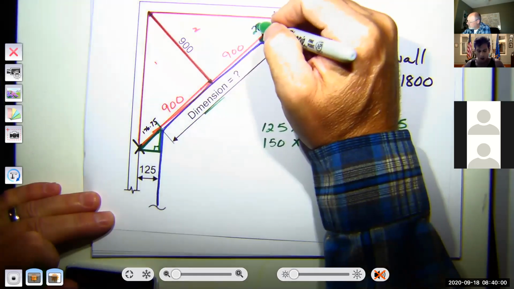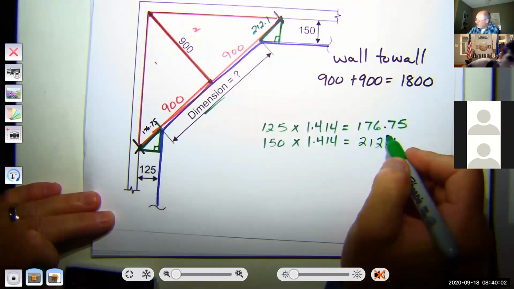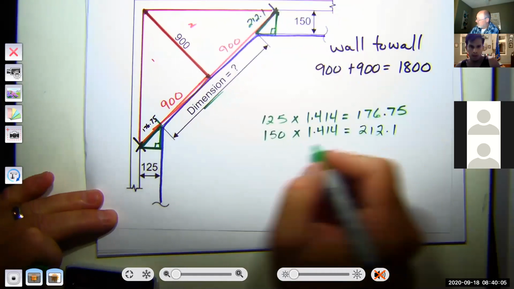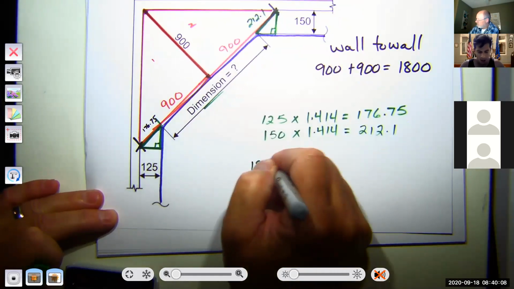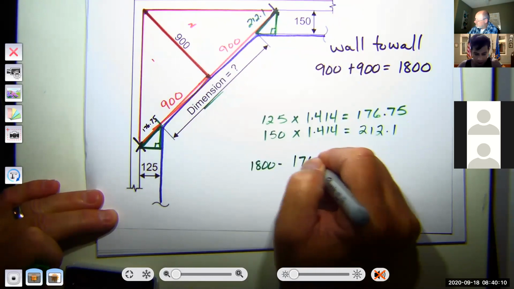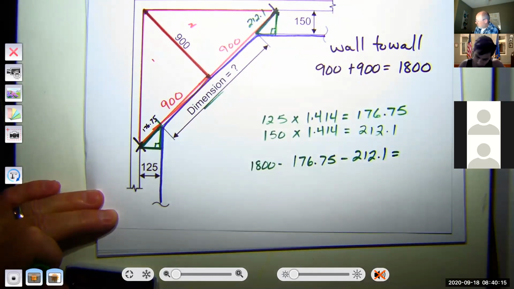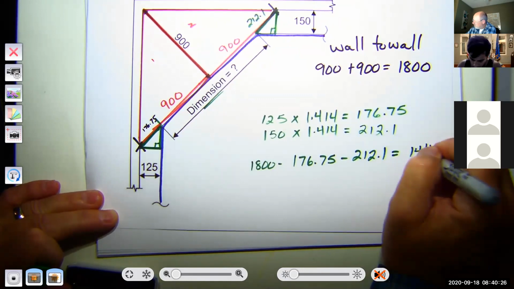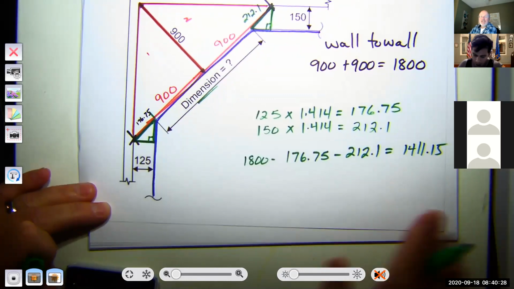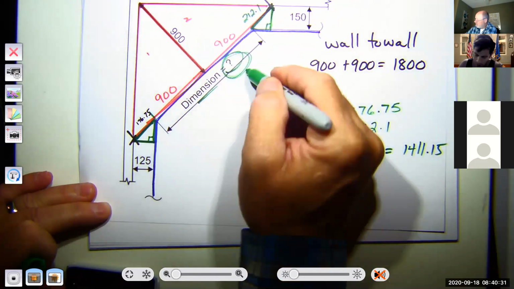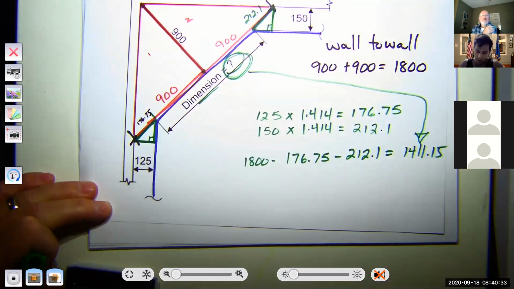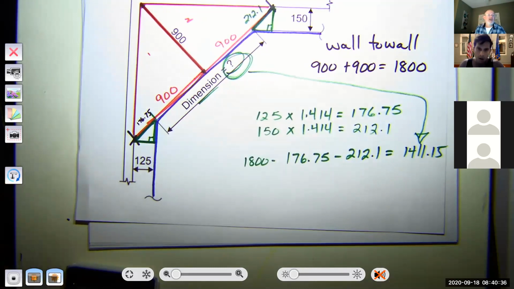So this is 212.1. Now, if I take these two things and minus it off at 1800, plus 176. So that dimension right here is 1411.15.